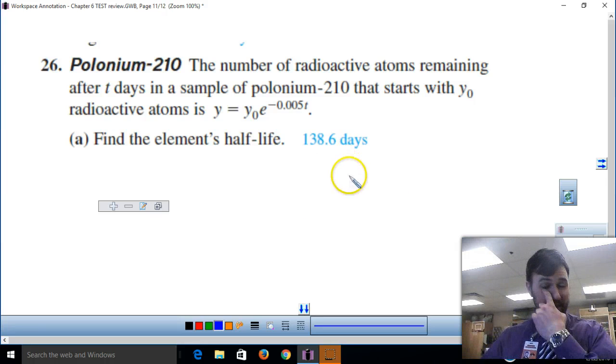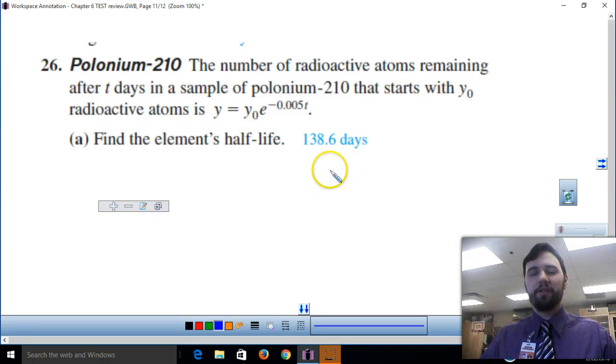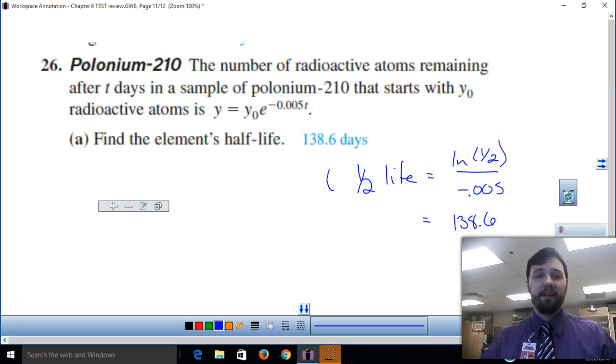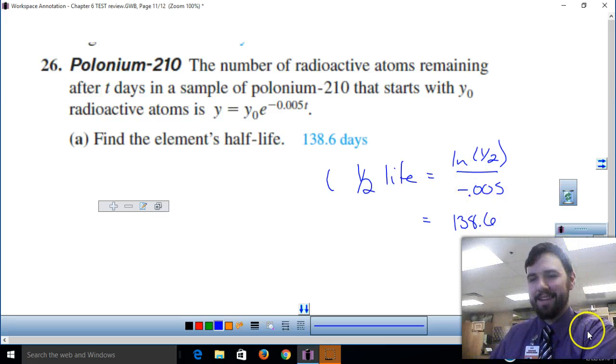All right, I'm back. Here's how you do it. We use our formula. Half-life equals natural log of 1/2 over your k. And when you do that, you get 138.6. That's it. That's all there is to it, guys. Don't blow that one. Please. All right. Last one.